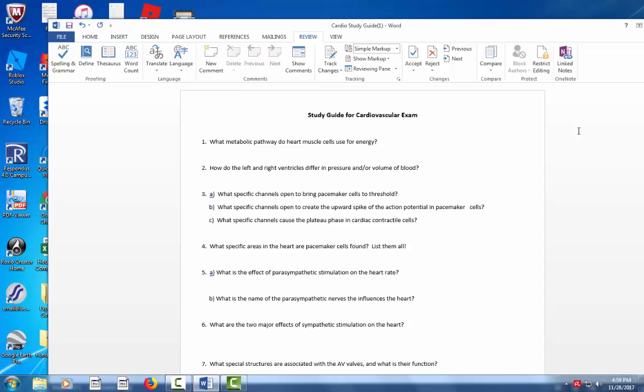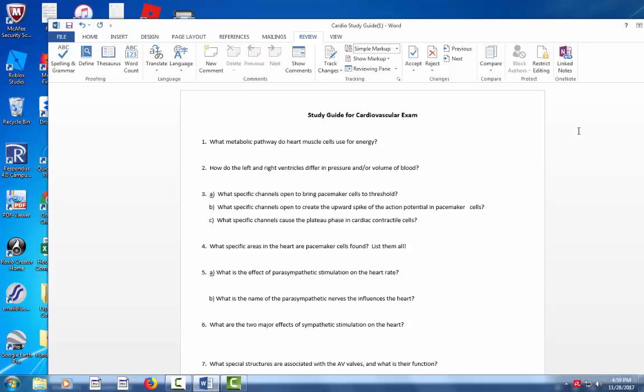So number one, what metabolic pathway do heart muscle cells use for energy? What do you think? Krebs and... Yes, because it needs oxygen, right? It does not do well with lactic acid fermentation. So the Krebs and the electron transport chain are the ones that use oxygen. And we know that because what do muscle cells have a lot of for these processes to occur in? Mitochondria, yep.